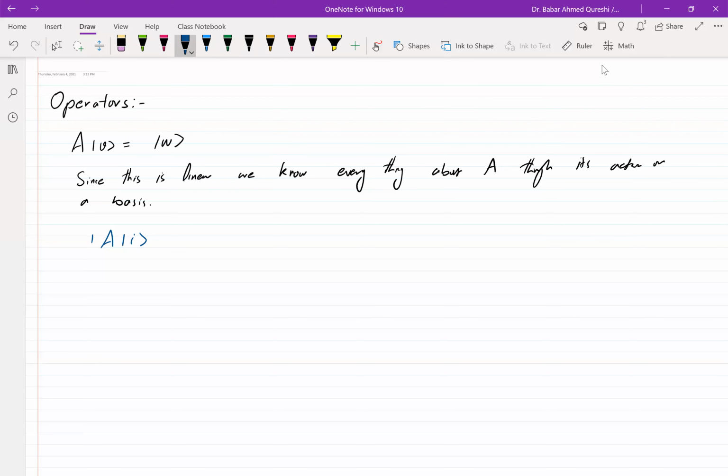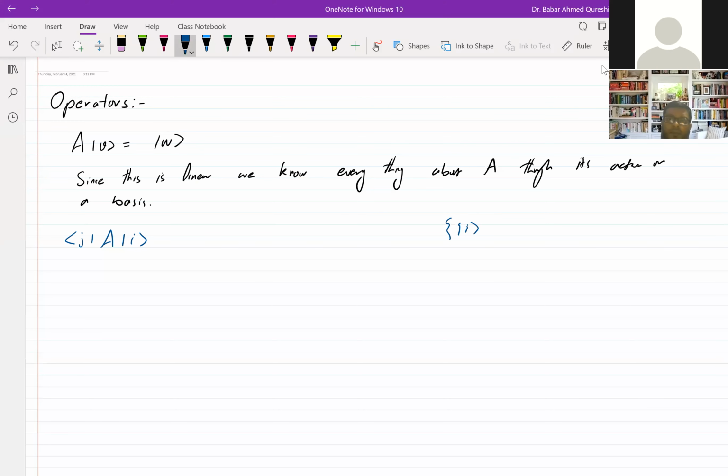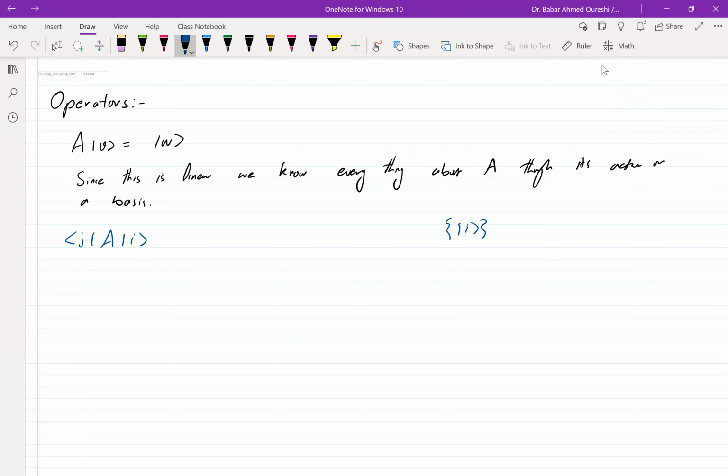So if |i> is a basis, you can compute this: the action of A on |i>, whatever vector you get, you take its scalar product with |j>. And these things we are calling the jth, ith matrix element of these operators. Now, given this, what does it tell you? What can you do with it?